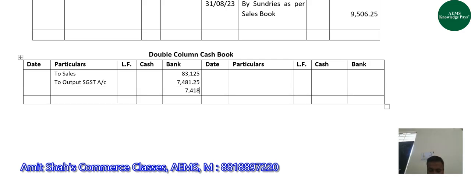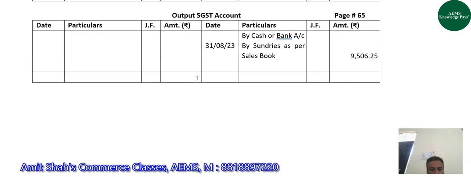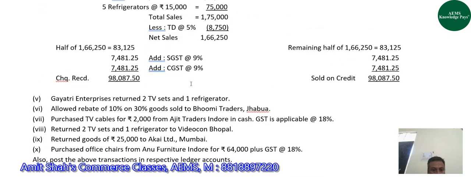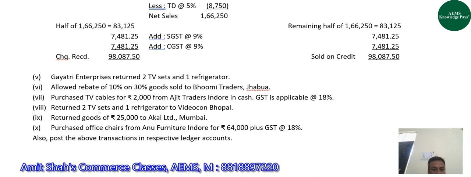And the same is for output CGST account. So this is how, guys, we have journalized this transaction in cash book as well, right? There was one more transaction in this question for purchase of some goods in cash.